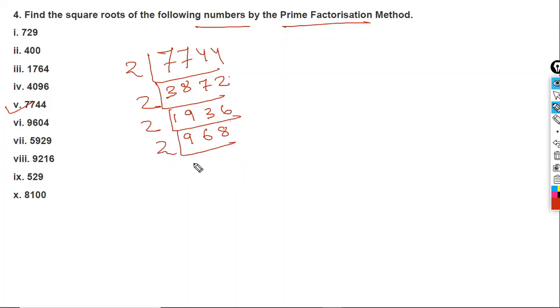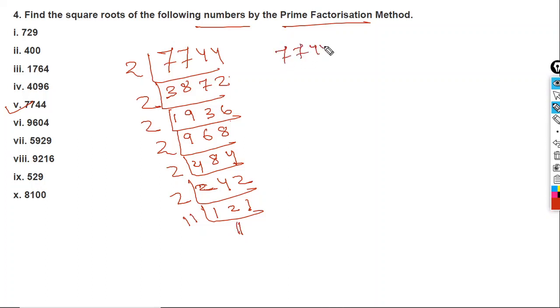Okay, now again we'll divide by 2. Now 2 4s are 8. 2 8s are 16. 2 4s are 8. Again 2 2s are 4. Then 2 4s are 8. 2 2s are 4. Okay. Again 2 1s are 2. Again here it will be 11. 11 11s are 121. So we can write 7744 equals 3 pairs of 2: 2 into 2 into 2 into 2 into 2 into 2 into 11 into 11.